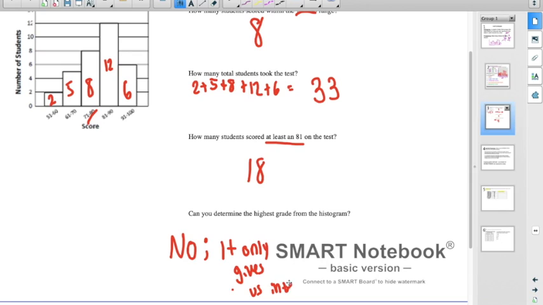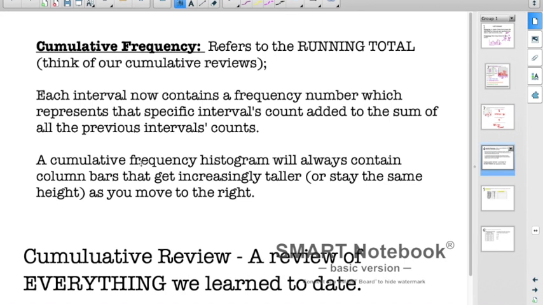Okay, so histograms are kind of limited in that sense, right? On a scatter plot, we could see exactly what the score was, exactly how many times it happened. But with this, where you only use intervals, we don't have exact scores. And one other thing with histograms, there are 2 types of histograms. The first one we just saw was a frequency histogram. The second one that we're going to see is what is known as cumulative frequency.